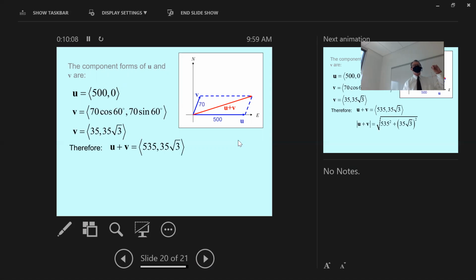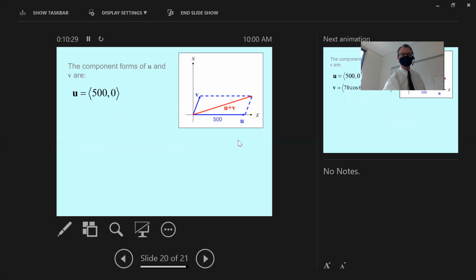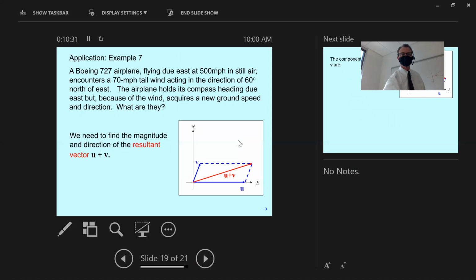Because that was the direction of the wind. They said the wind was blowing the plane at 60 degrees north of east. That has to be given to you. Yeah, the 70 was given under what circumstance? It said 70-mile tailwind in that direction. So it was given. The magnitude of the wind was given, yes.